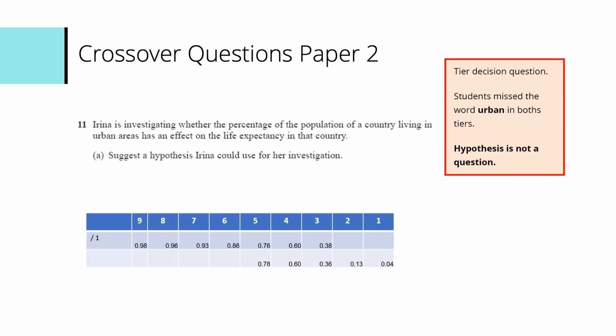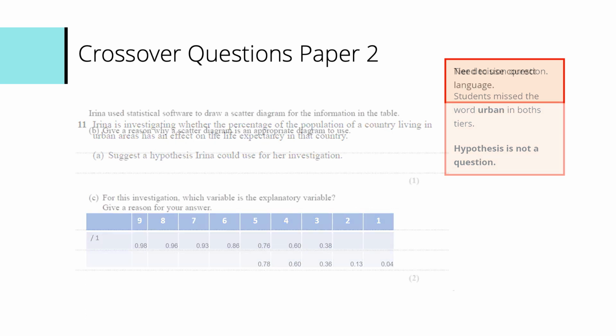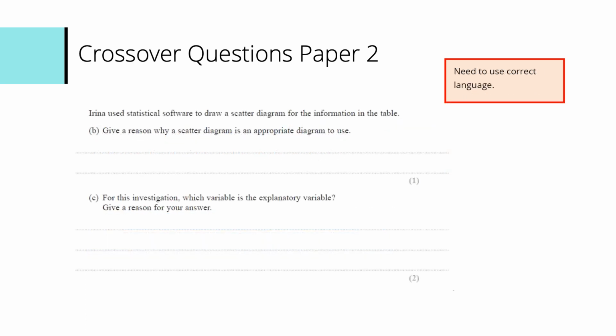A lot of students wrote their hypothesis as a question and they missed the word urban in both tiers. They just missed within there that there was something about urban populations. And then moving on to part B and part C for this question. So given a reason why a scatter diagram is an appropriate diagram to use, many students had the right idea, but they were forgetting about using the correct language. They were talking about how it could show a pattern, but not using the word correlation.